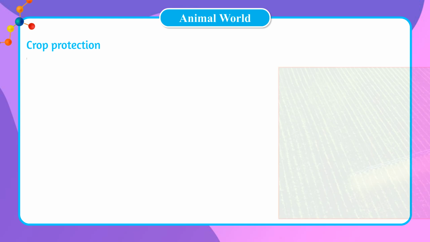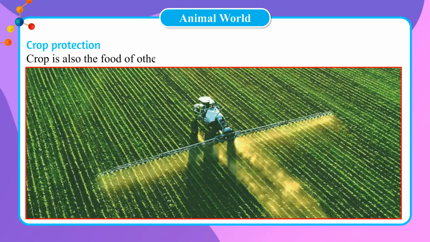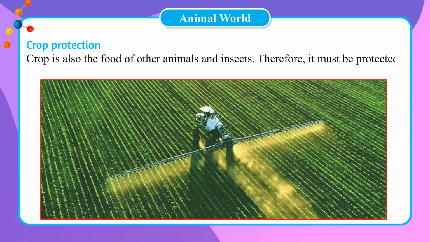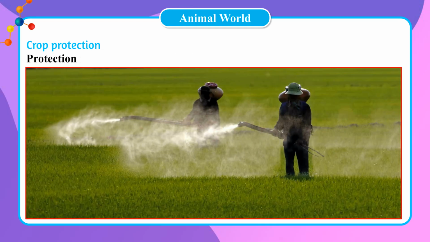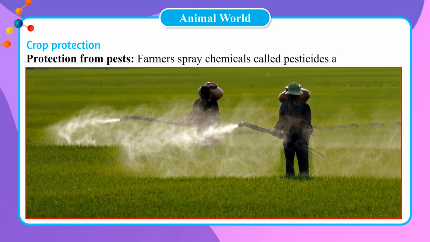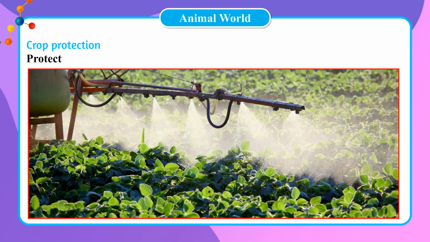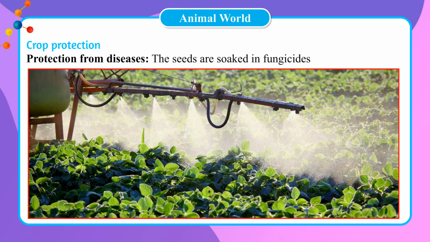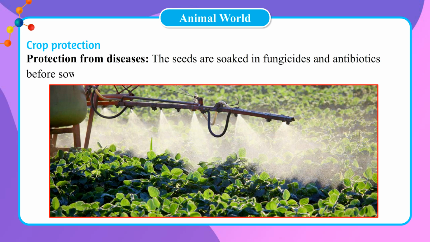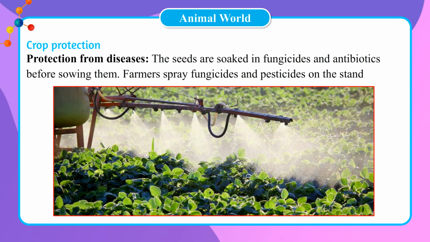Crop protection. Crop is also the food of other animals and insects. Therefore, it must be protected from them. Protection from pests. Farmers spray chemicals called pesticides and insecticides to kill pests and other insects which are harmful for crops. Protection from diseases. The seeds are soaked in fungicides and antibiotics before sowing them. Farmers spray fungicides and pesticides on the standing crops.